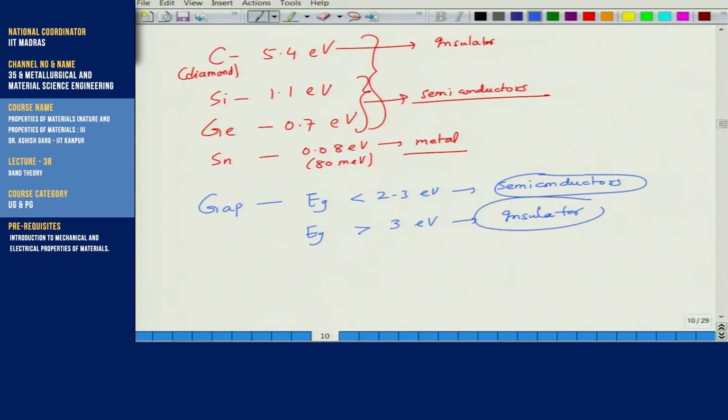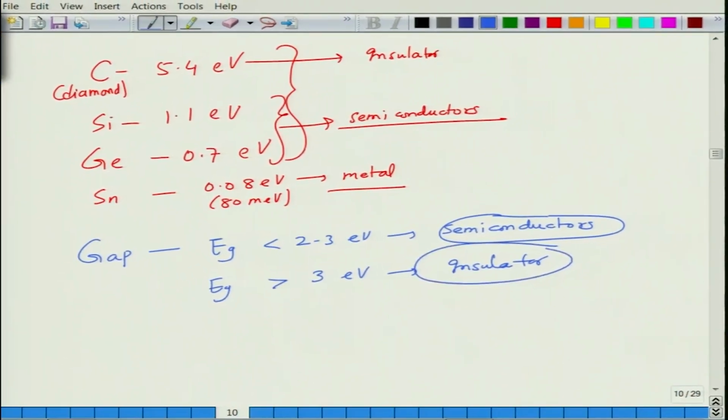Insulators, it is very difficult to make them conduct, because their energy gap is simply too high. Semiconductors' gap is high, but it is not high enough to make them completely insulating. We can try methods to make them conducting by various means.